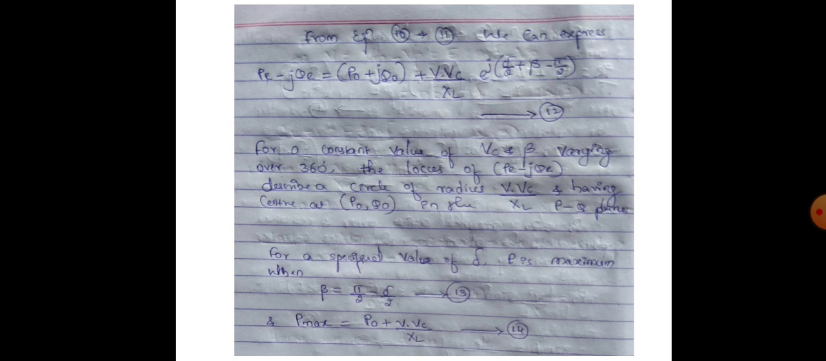And for a specified value of delta, P is maximum when beta equal to pi by 2 minus delta by 2. In that condition, active power is maximum. Therefore maximum power P max equal to P0 plus V into Vc by XL.